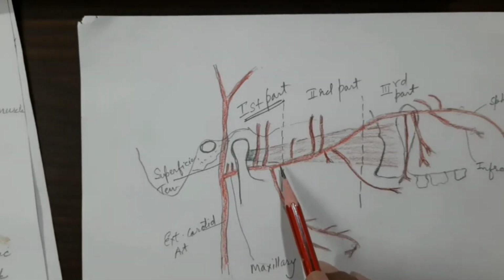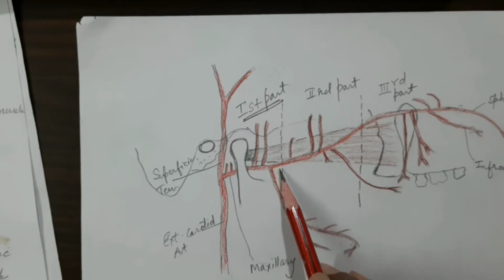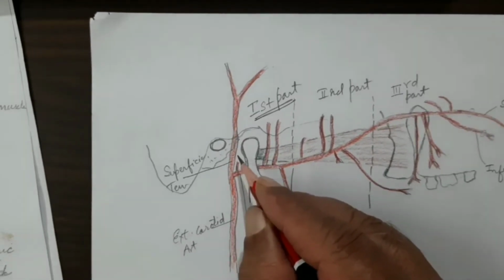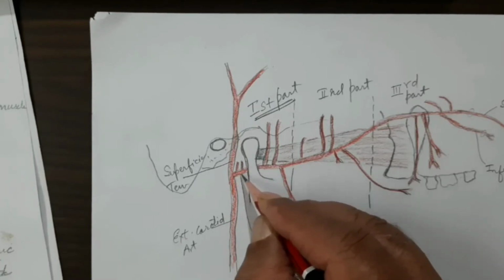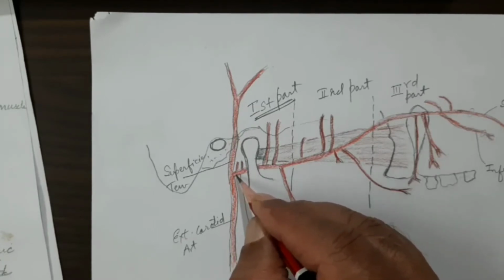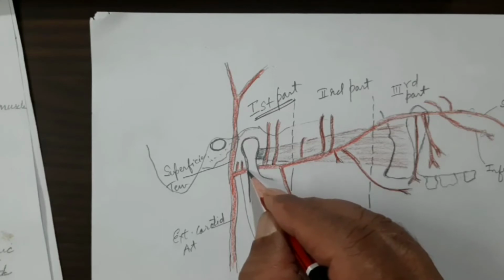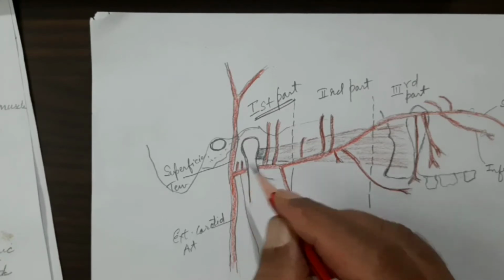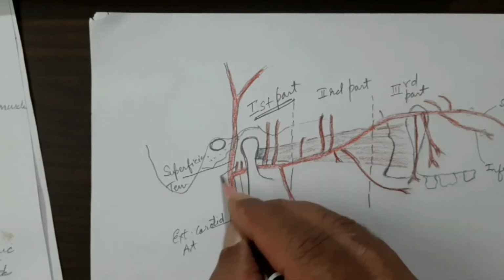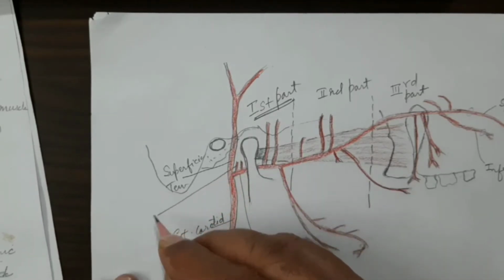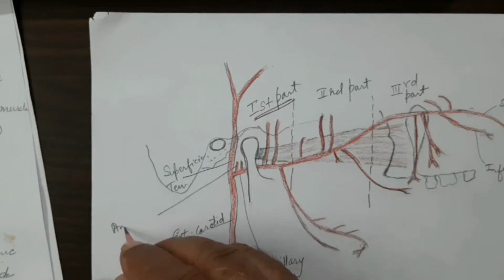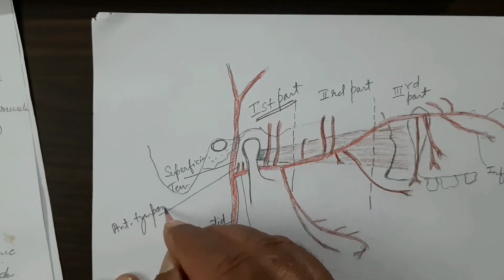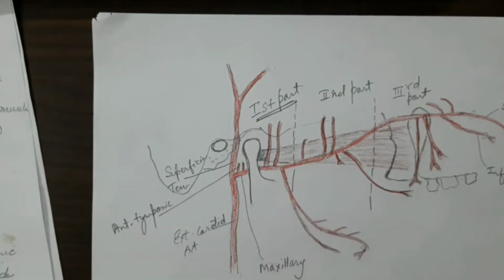Branches from the first part. Now, the first branch which comes out is going upward. There are two small branches, in fact, taking origin between its origin and the posterior border of the neck of the mandible. The first branch which takes origin is called the anterior tympanic. Just note down, anterior tympanic branch.